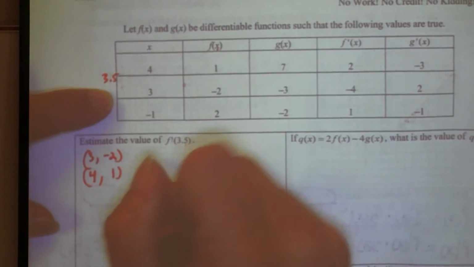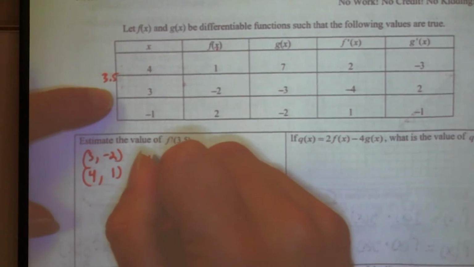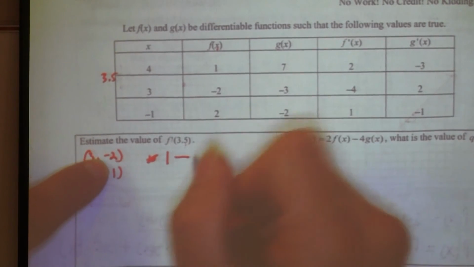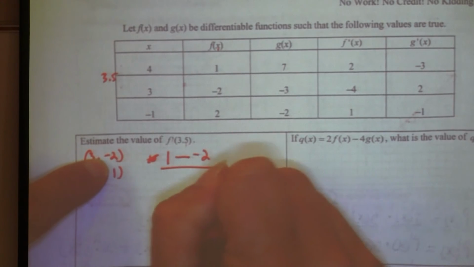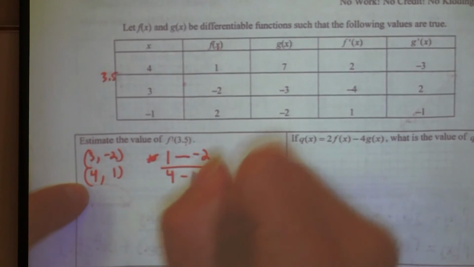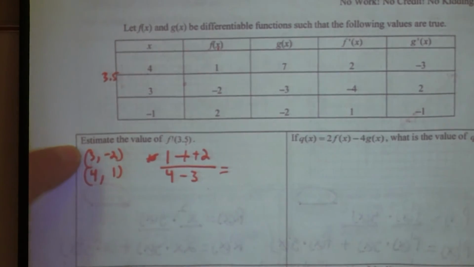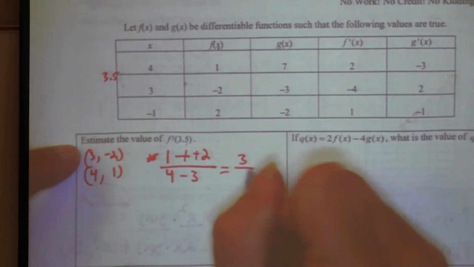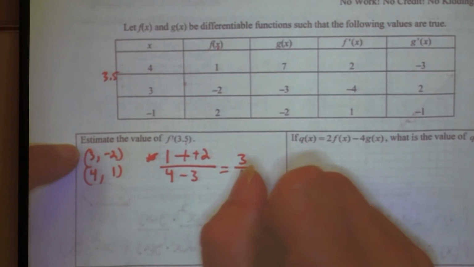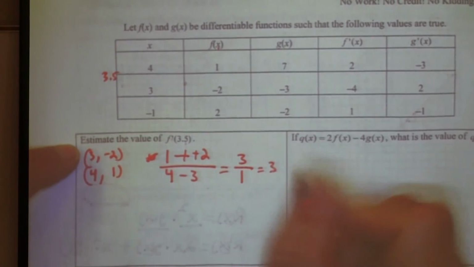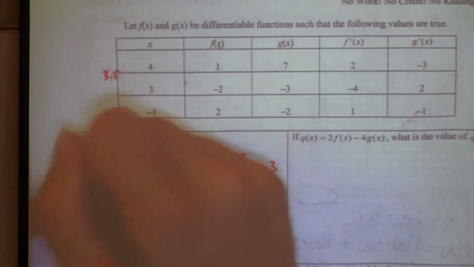So what would be my slope here? 1 minus what? Negative 2 divided by 4 minus 3. What's 1 plus 2? 3. 4 minus 3? 1. So that would give us what? 3. Okay. Let's try it the other way that you guys said.